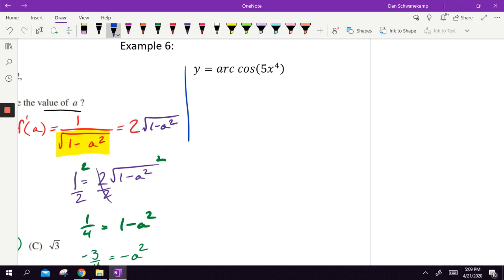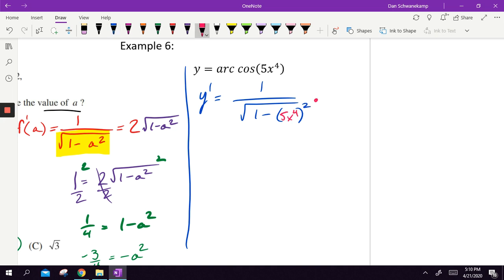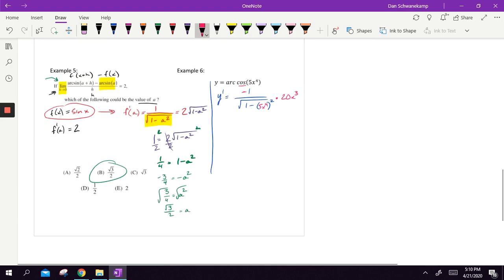Okay, last thing, arc cosine of 5x to the 4th. All right, cool. We're finding y prime. 1 over square root of 1 minus the baby squared. My baby's 5x to the 4th. The derivative of that, of 5x to the 4th, would be 20x cubed. Oh no, it's arc cosine, so what else do I need to include? No negative in front. There we go. That is inverse trig derivatives.